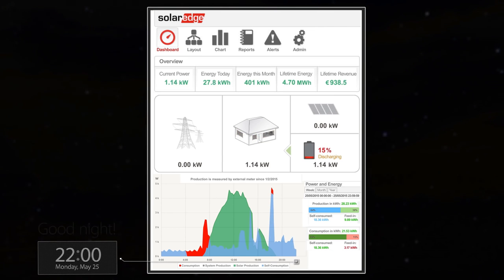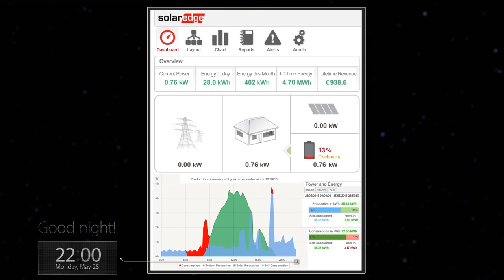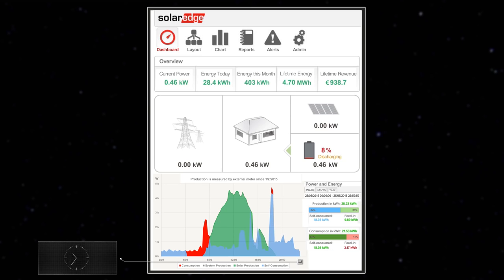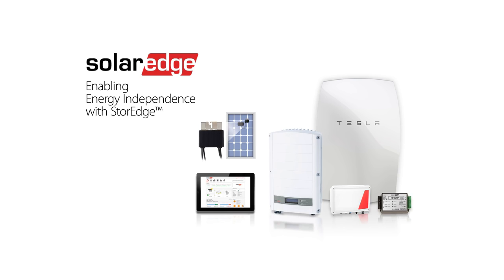It's 10 PM, bedtime. House loads are minimal, so the battery is able to power the house by itself until full discharge at around 4 AM. The grid then takes over household energy supply for the rest of the night, with PV production starting again after sunrise. Another day has ended with SolarEdge's PV and StorEdge solution helping this household optimize their self-consumption.